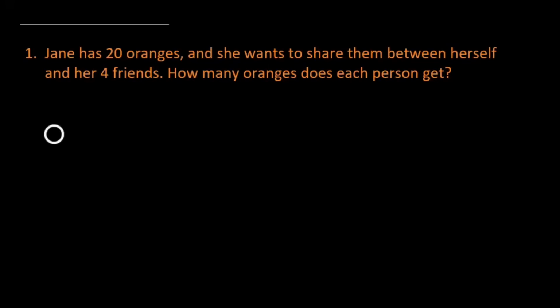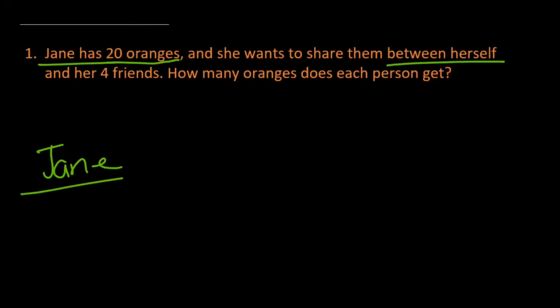Okay, so our first question is, Jane has 20 oranges. And she wants to share them between herself and her 4 friends. Between herself, so you want to count Jane. Jane wants some oranges for herself as well, and she wants to share some to her 4 friends. So Jane plus 4, which is basically 1 because Jane is only one person. 1 plus 4 is equal to 5.